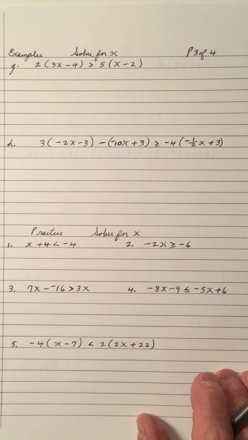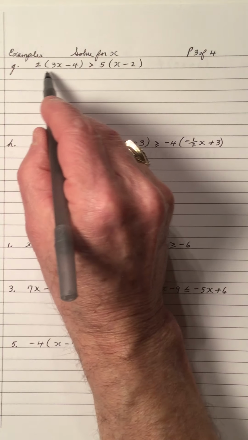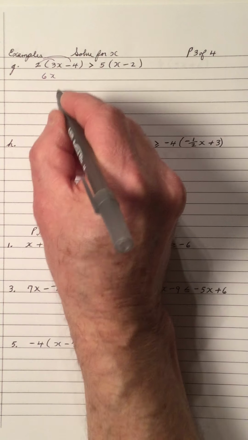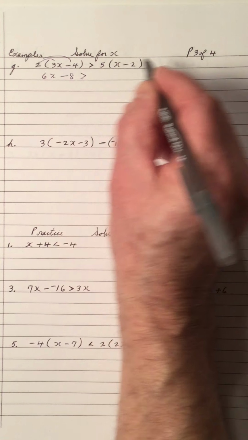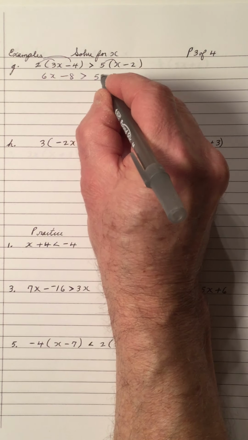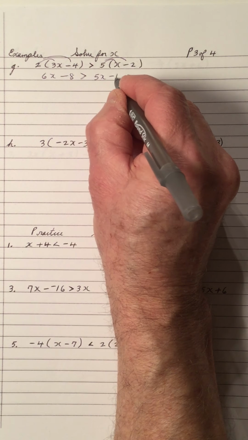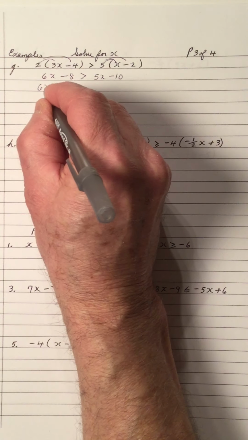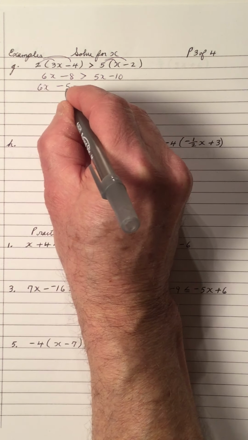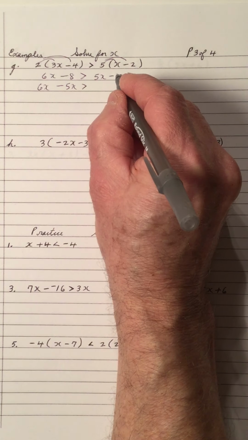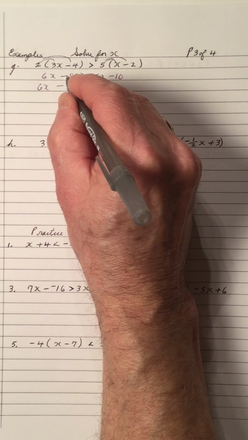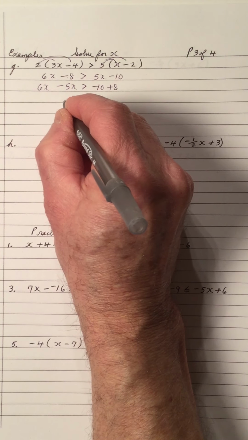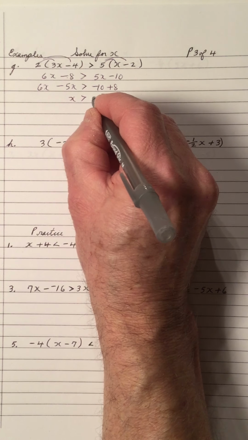Continue. More examples. And notice we have to remove the brackets first. So 2 times 3x is 6x. 2 times negative 4 is negative 8. Greater than. 5 times x is 5x. 5 times negative 2 is negative 10. I have to move the variables to the left and numbers to the right. 6x. The plus 5 becomes a minus 5, and the minus 10 is okay, I didn't move it, and minus 8 becomes a plus 8, and 6 minus 5 is 1. 1 is understood to be there, greater than negative 2.